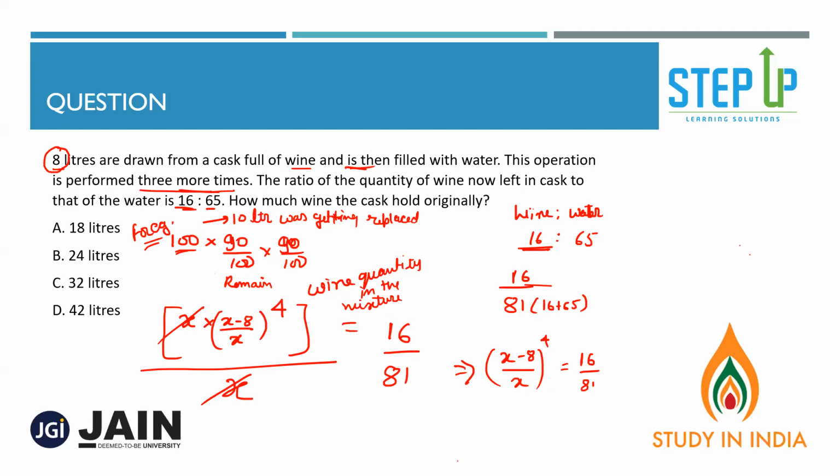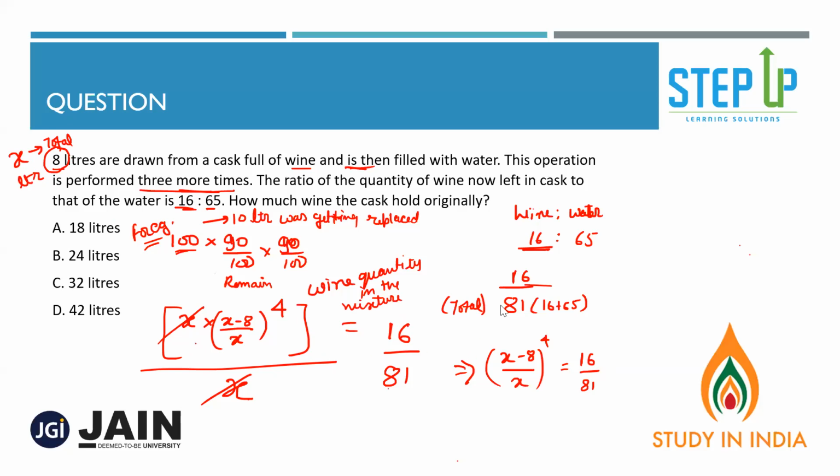Sushmita, did you understand 16 is to 65? That's given already. So if wine is to water is 16 is to 65, it means that the wine part will be 16 by 81. Now 81 is what? 81 is total. And what is our total? Our total is X liter. So total, wine, leftover wine. Did you understand now?